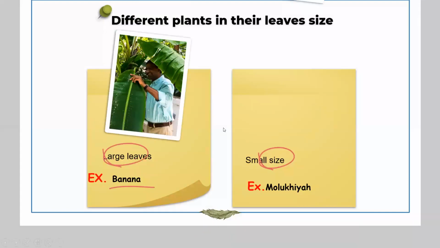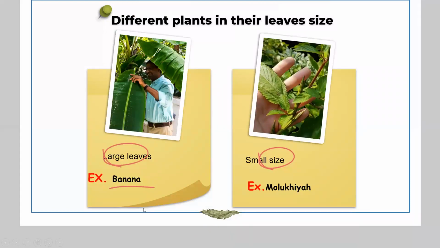Different plants in their leaf size. We have huge or large leaves, such as banana leaf. Banana leaves are very large, as you can see. The man is this length, and the leaf of banana is this length.